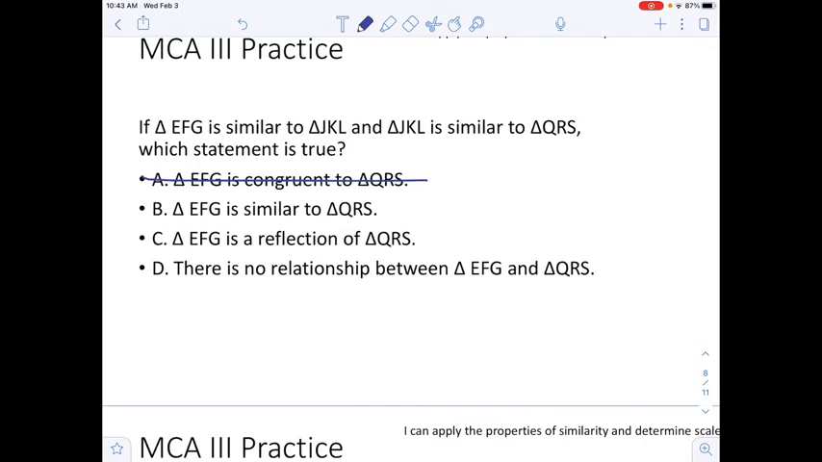EFG is similar to QRS. Well, we know that all these shapes are similar to each other, so it could be that one. EFG is a reflection of QRS. Nope, nothing about reflections here. And there is no relationship. Well, it's not that one because there is a relationship. They're all similar figures. So it has to be letter B.